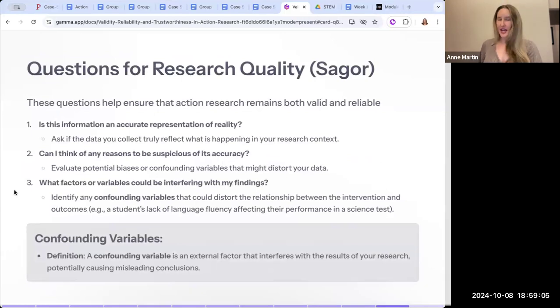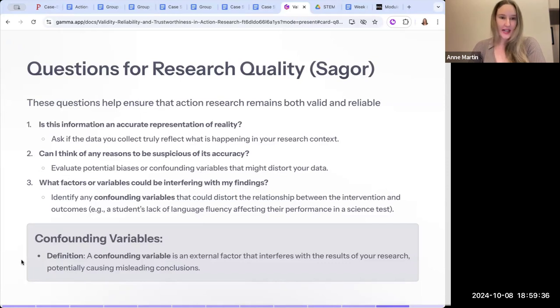Okay, so back to Sager. So Sager offered a few questions that you can ask yourself when you are going through the process. So once you get to the stage where you're analyzing your data, you can ask yourself, is this information an accurate representation of reality? Again, this is coming back to the idea of validity. Is it truly reflecting what's happening in your research context? Can you think of any reasons to be suspicious of its accuracy?